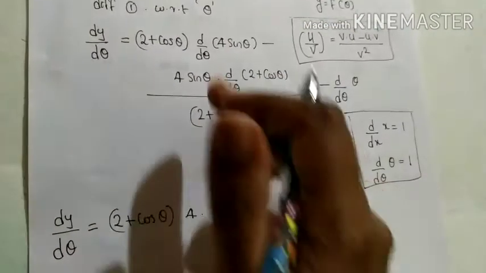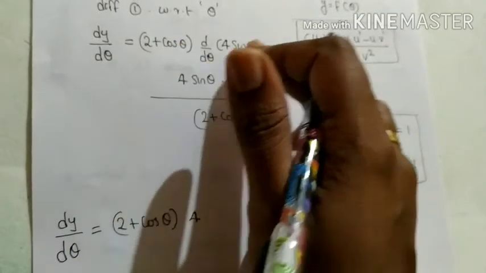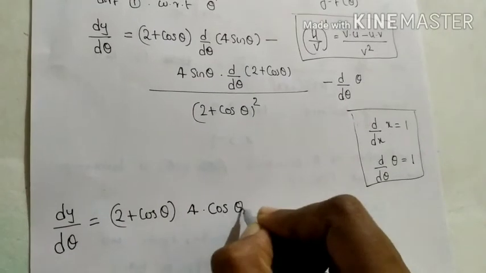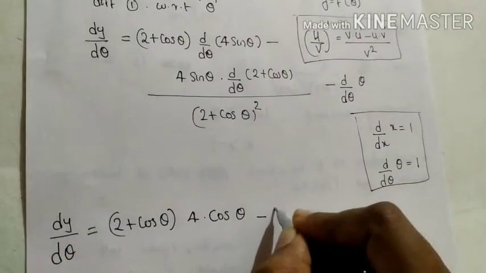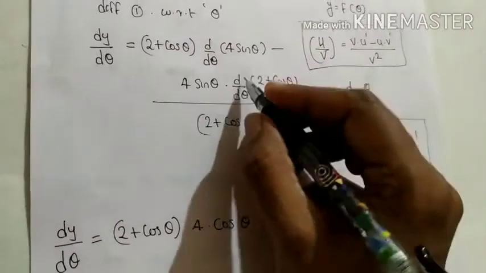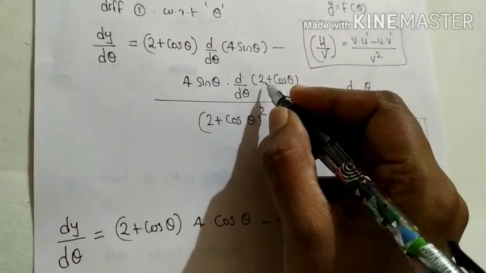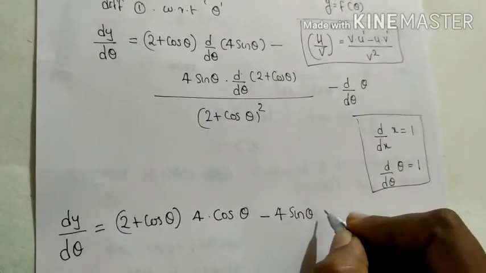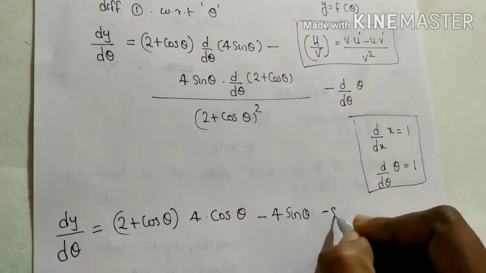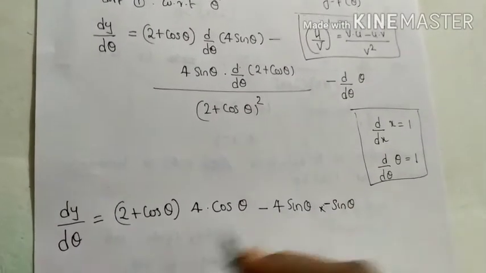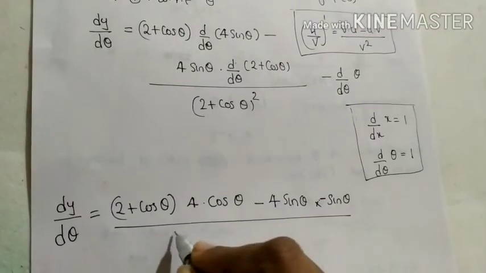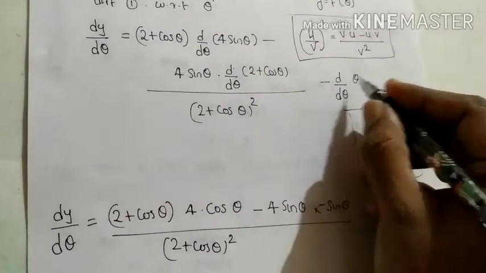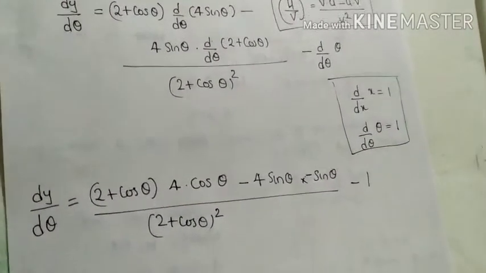But here we need to find the derivative of d by d theta of sin theta. That means here it is cos theta. Okay, minus 4 sin theta into derivative of 2. 2 is a constant, so the derivative of a constant is 0. And next is the derivative of cos theta. The derivative of cos theta is minus sin theta. Okay, whole divided by 2 plus cos theta whole square minus d theta by d theta is 1.